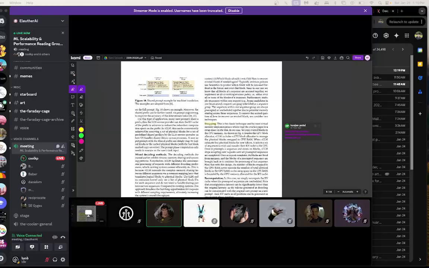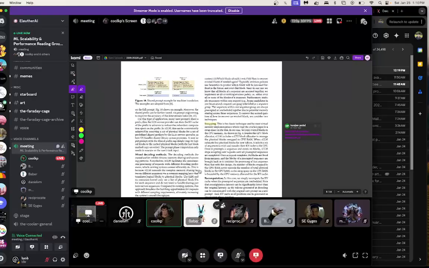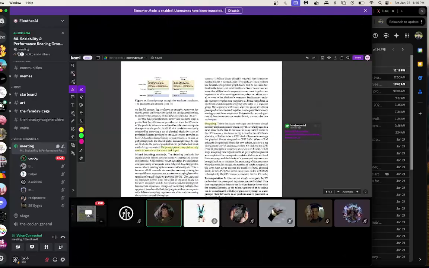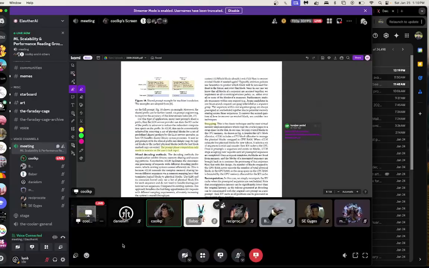In vLLM, this can be conveniently achieved by reserving a set of physical blocks for a set of predefined shared prefixes by the LLM service provider. A user input prompt with a shared prefix can simply map its logical blocks to the cached physical blocks. The prompt phase computation only needs to execute on the user task input.